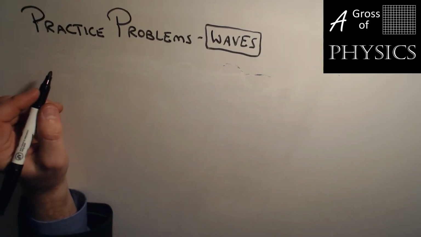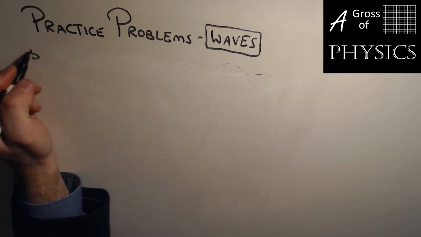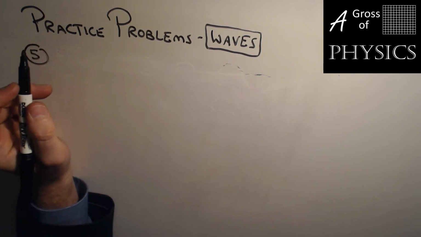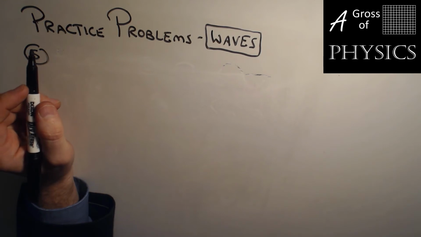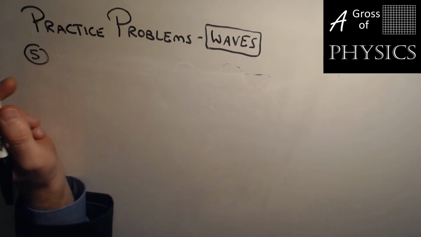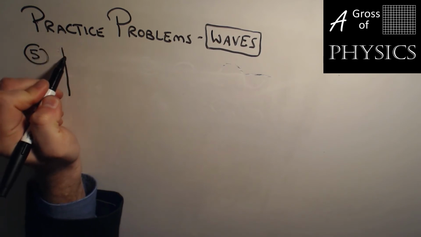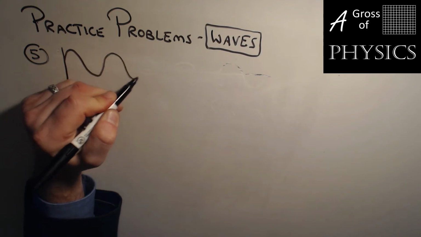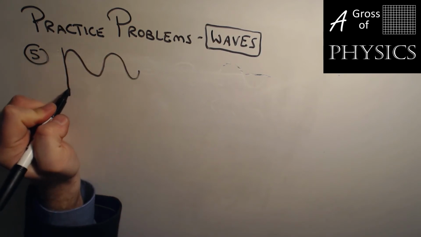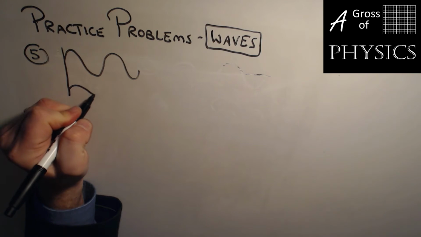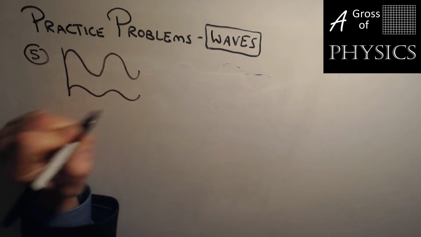All right, as we continue our practice problems, we're looking at number 5 now. And number 5 says the diagram shows two waves traveling in the same medium for the same length of time. The two waves have different, and the waves look something like this. We have that, and then we have that.